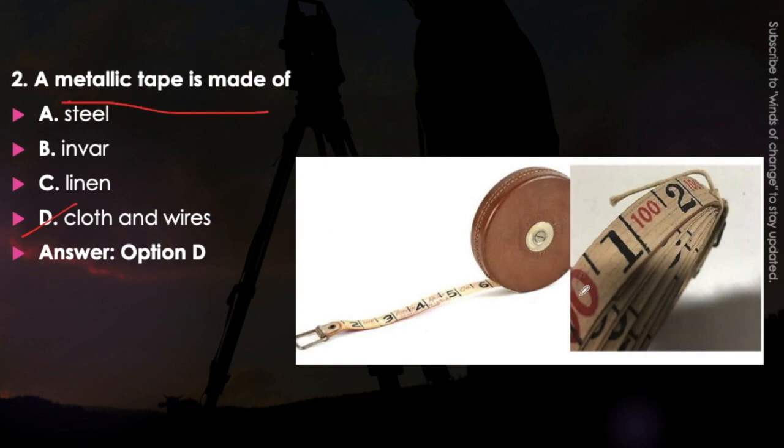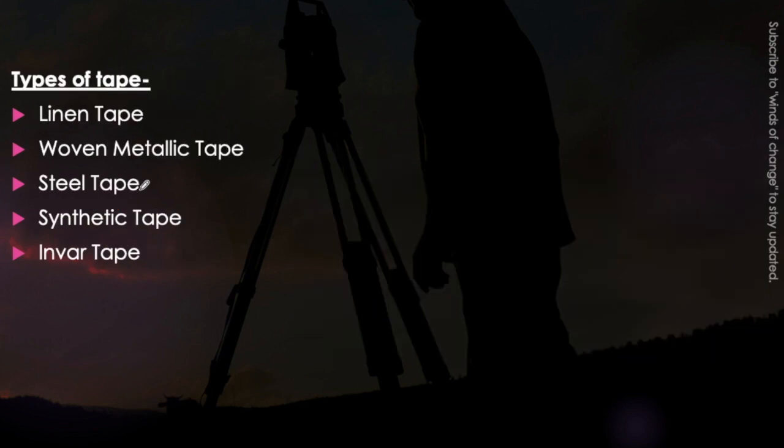You can see here, these are the clothes which are reinforced by wire inside it, and other kinds of tape are steel tape, invar tape or linen tape. Their names are linen tape, woven metallic tape which was asked in the question, steel tape which is made up of steel, synthetic tape and invar tape. We will see questions about all of these in the upcoming videos.